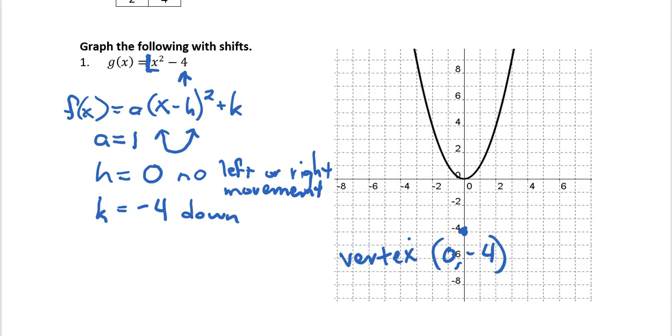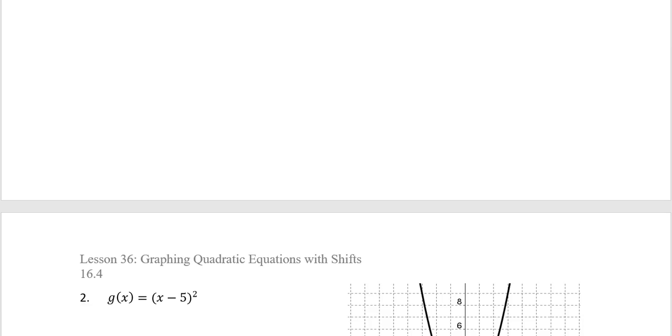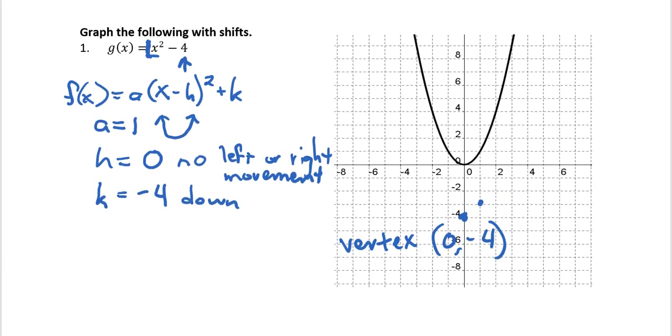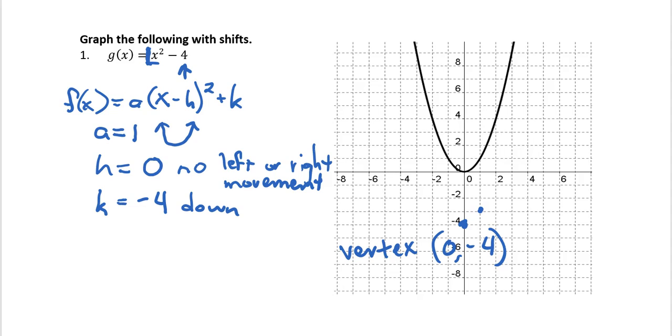From our vertex, we know that we need to go right 1 and up 1 for our next point. So if we go right 1, we square it, and we go up 1, that gives us our next point. There's symmetry in parabolas, so this point on the right is also going to occur on the left. We can see that if I go back to my vertex and go left 1, square it, and go up 1.